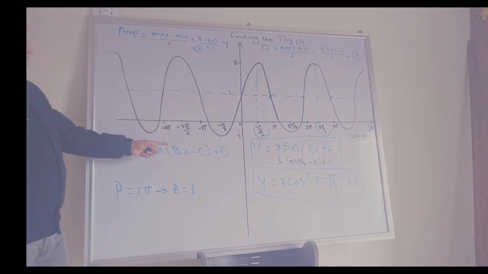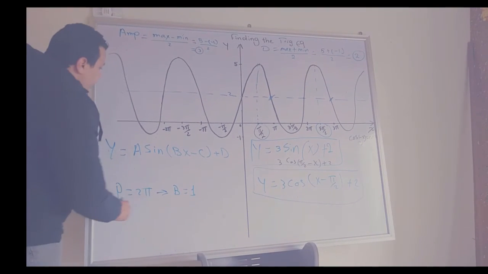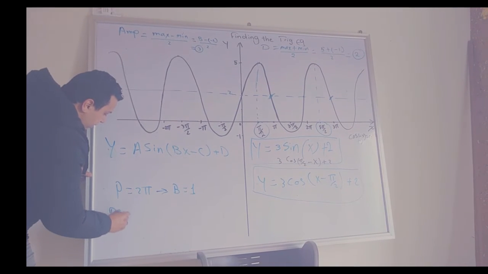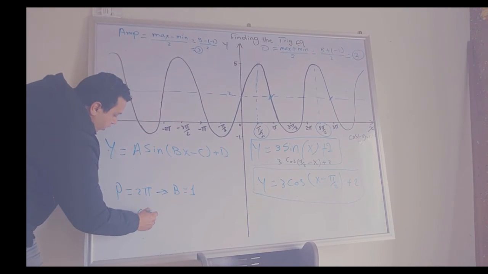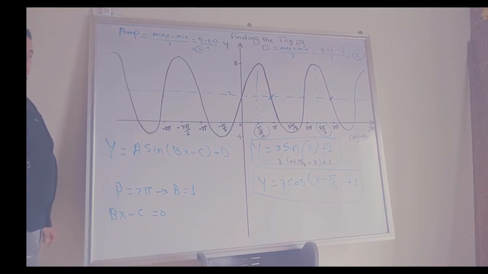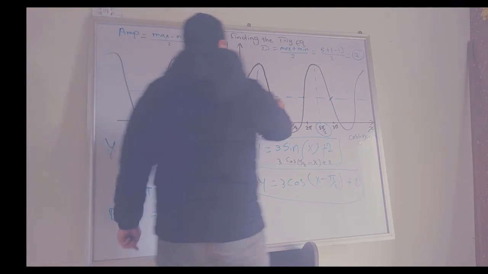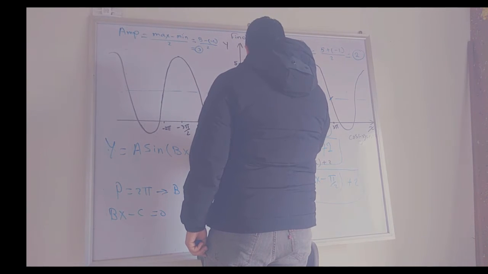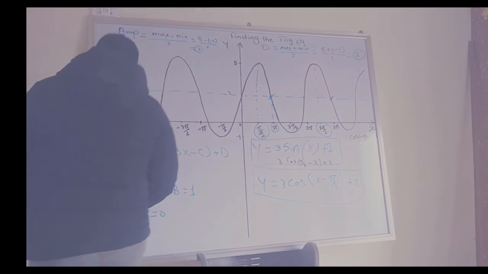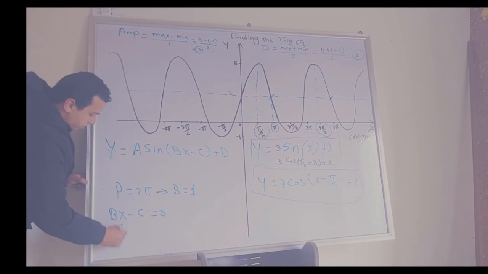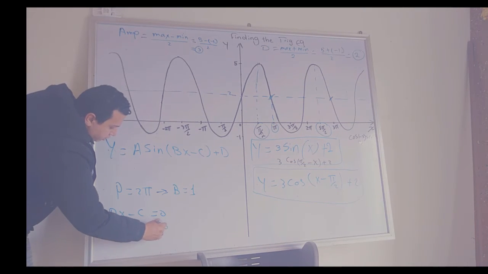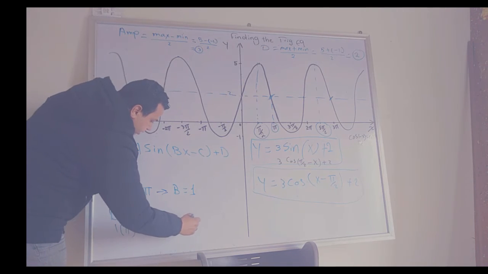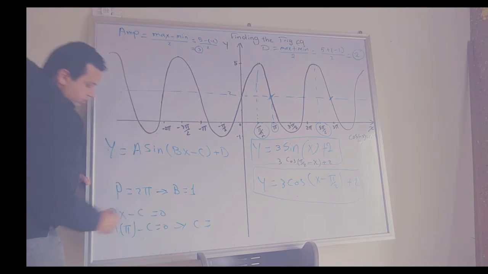To find c, put bx minus c equals 0, where x is the phase shift, the point at which we start our drawing. This point, which is marked here, is x, then 1 times pi minus c equals 0, consequently c equals pi.